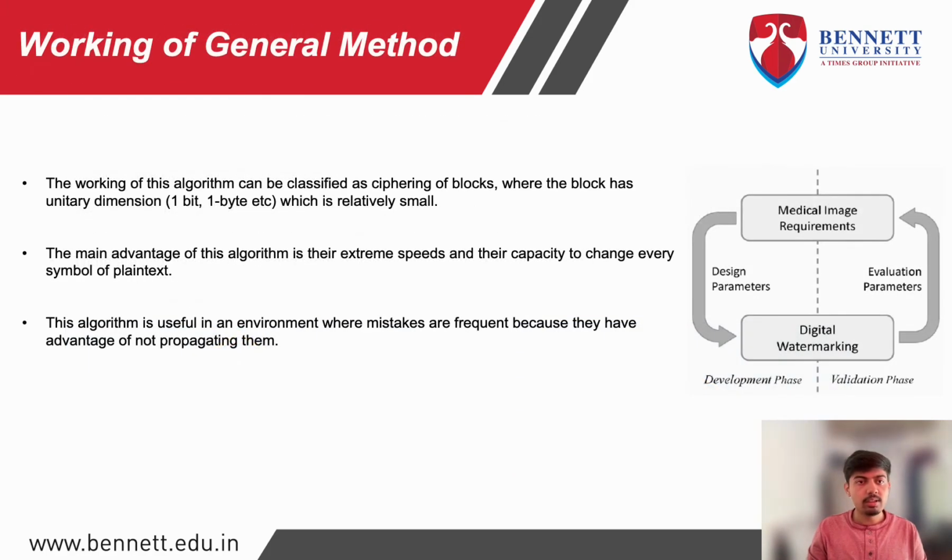Let's look at the working of the general method. The working of this algorithm can be classified as ciphering of blocks where the block has unitary dimension, which is like 1 bit or 1 byte, which is relatively very small. The main advantage of this algorithm is its extreme speed and its capacity to change every symbol of plain text. This algorithm is useful in an environment where mistakes are frequent because it has the advantage of not propagating them.